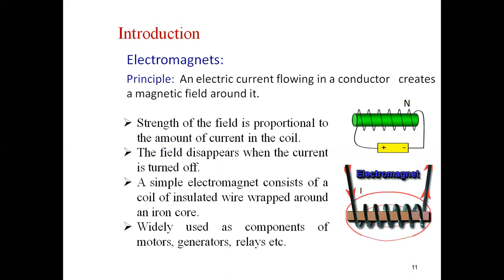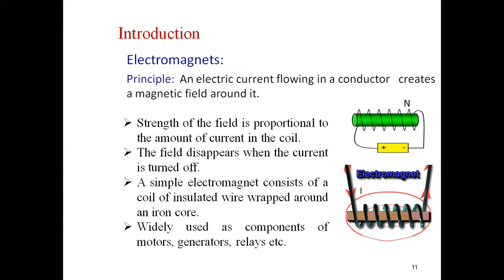Electromagnets are temporary magnets. We already discussed in detail the working and construction of electromagnets. The principle of the electromagnet is that an electric current flowing in a conductor creates a magnetic field around it. The strength of the field is proportional to the amount of current in the coil. The field disappears when the current is turned off. So in the case of an electromagnet, its magnetic influence exists only while electric current is flowing through the coil. As soon as we switch off the current, there will be no magnetic field around that coil.